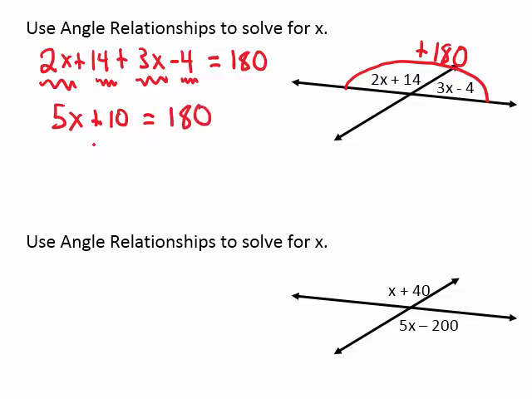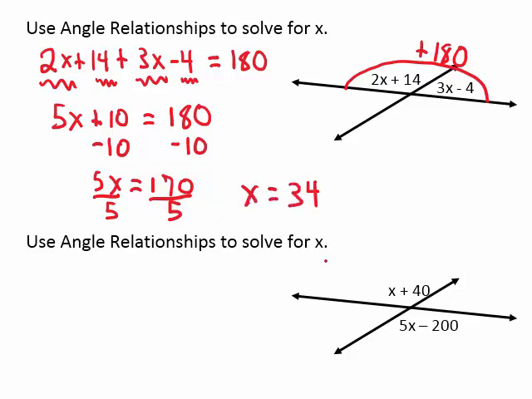We can continue solving this equation by subtracting 10 from both sides, giving us 5x is equal to 180 minus 10, which is 170. Divide both sides by 5. Since it's 5 times x, we get rid of the 5 by dividing both sides by 5, leaving us with x is equal to 34.